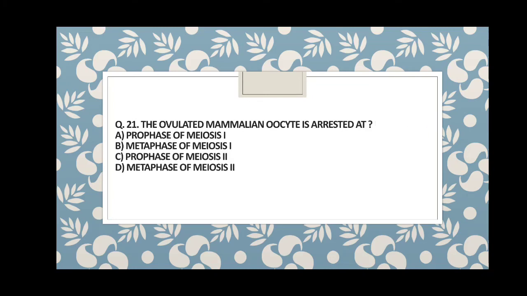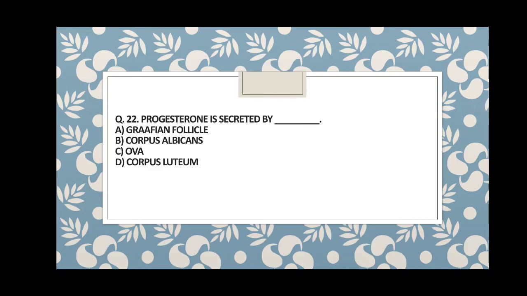So guys, 21, the ovulated mammalian oocyte is arrested at which of the following cell cycle stages? A is prophase of meiosis 1, very easy question I will say. B is metaphase of meiosis 1, prophase of meiosis 2, and metaphase of meiosis 2. So guys, metaphase of meiosis 2 is the stage where the oocytes are arrested. Progesterone is secreted by, I have said this in the previous question, so no point to discuss this question, but the answer is D, that is corpus luteum, that is produced in the luteal phase.